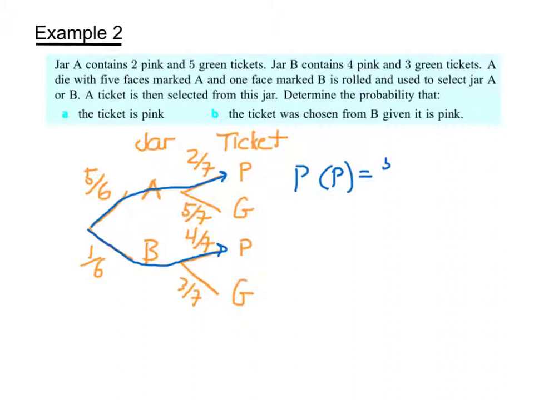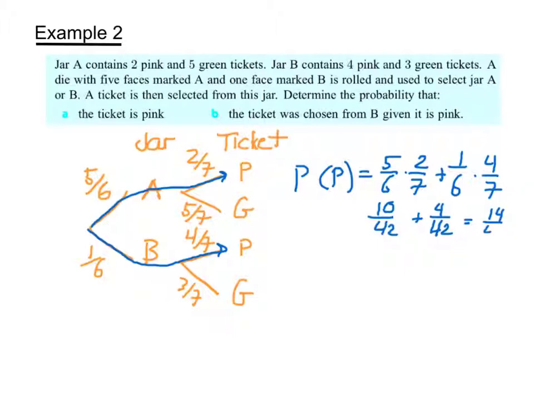So in this case, I'm going to multiply along the branches, and I'm going to add the 2 branches together. Okay, and if I do a little bit of simplification here, I get 10 over 42 plus 4 over 42, which equals 14 over 42, which simplifies to a nice 1/3. So this is the probability that a ticket will be pink.